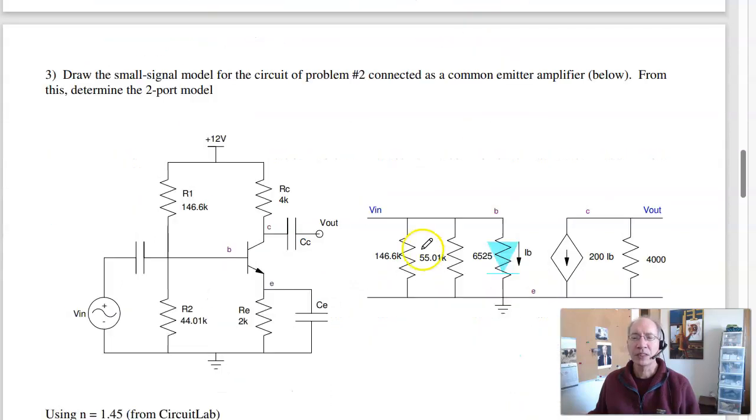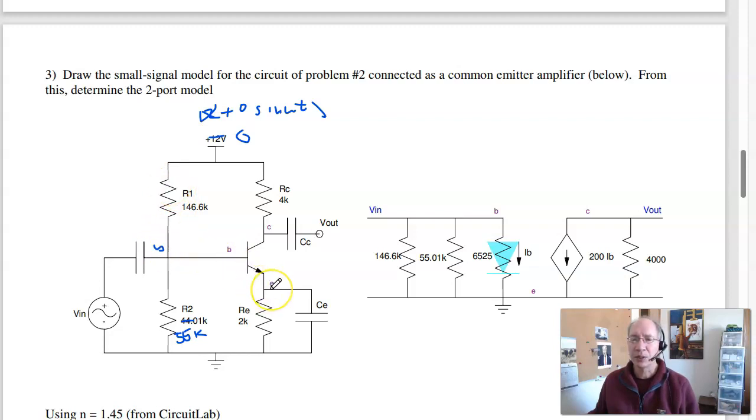Problem 3 says, now let's draw the small signal model for the circuit of problem 2. So if I go from the base, I see R2, 55K, goes to ground. R1 goes to power. Oh, AC analysis, this is equal to 0. This is actually 12 plus 0 sine omega t. We're doing AC analysis, so this is 0 volts AC. 146K goes to ground. Takes me to the base.